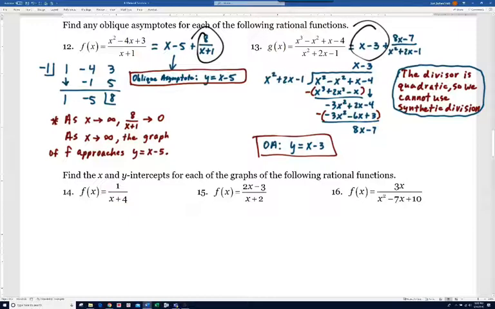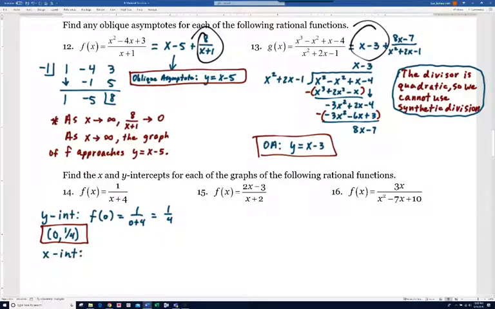I usually find the y-intercept first just because it's normally the easier one. So for the y-intercept on the first one, I want to let x be 0. That's how I find a y-intercept. So let's find f of 0. That's 1 over 0 plus 4, which is a fourth. So the y-intercept is 0, 1/4.